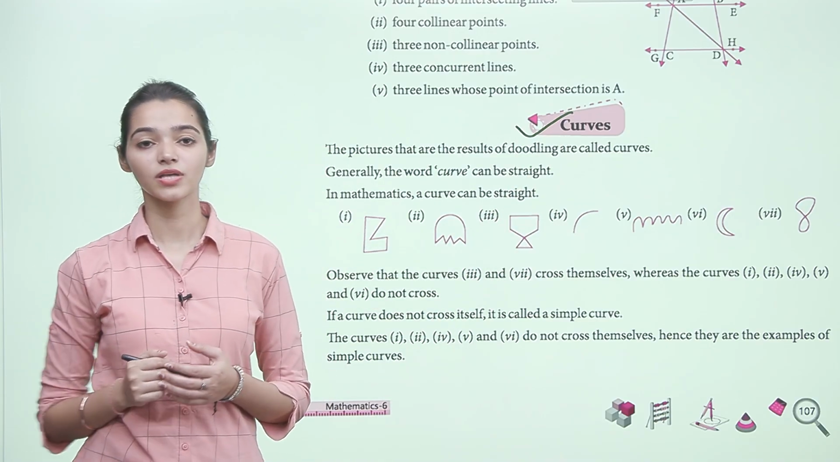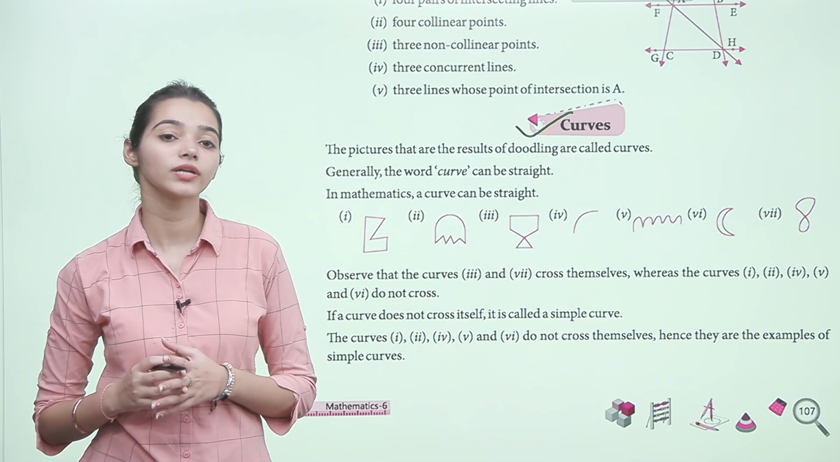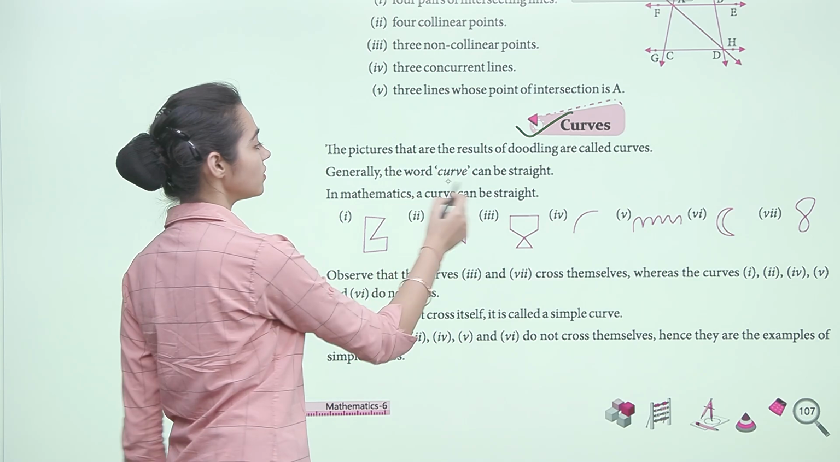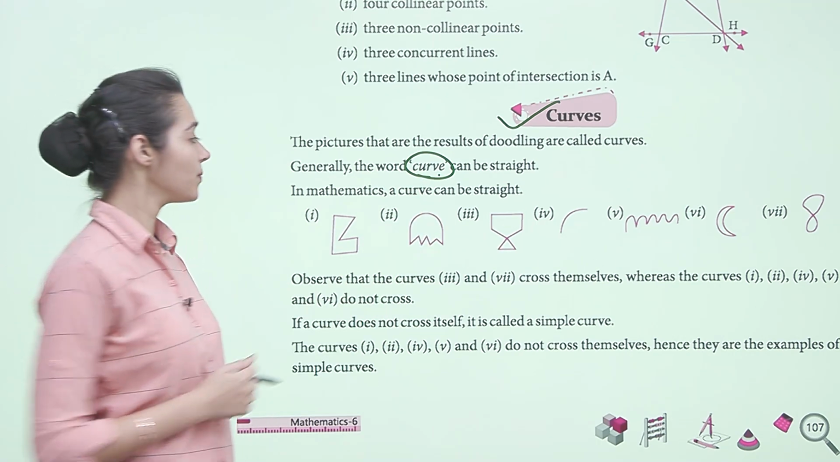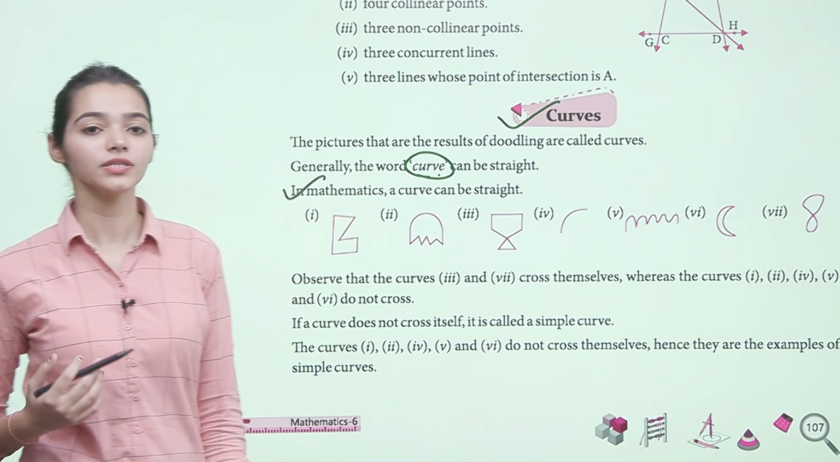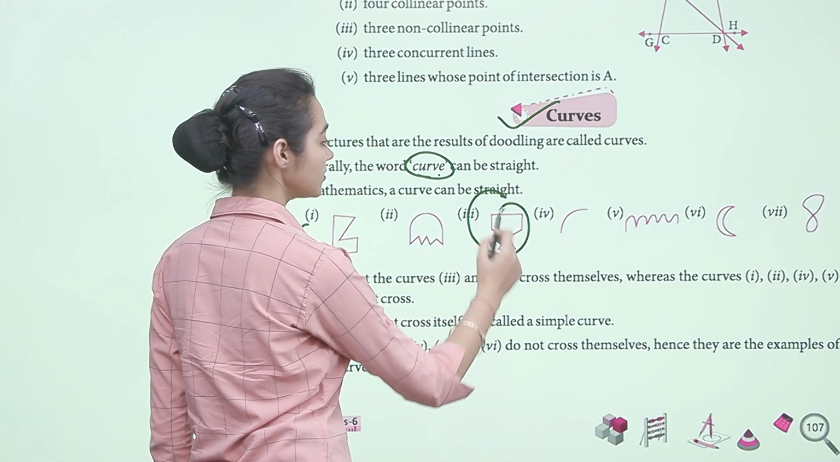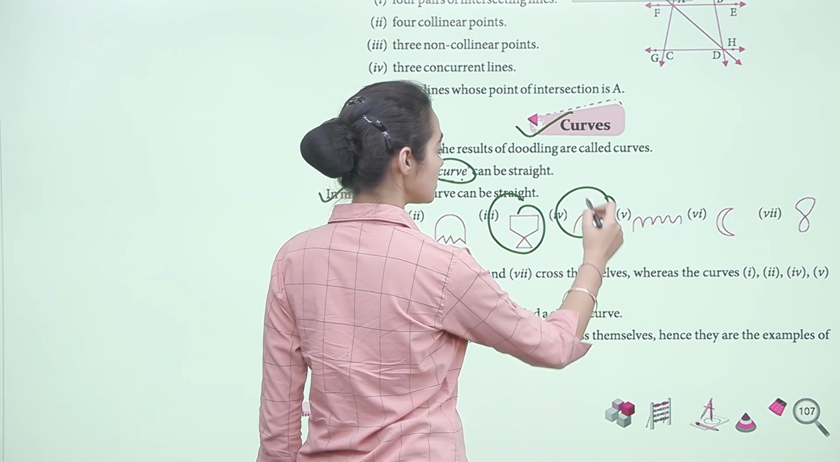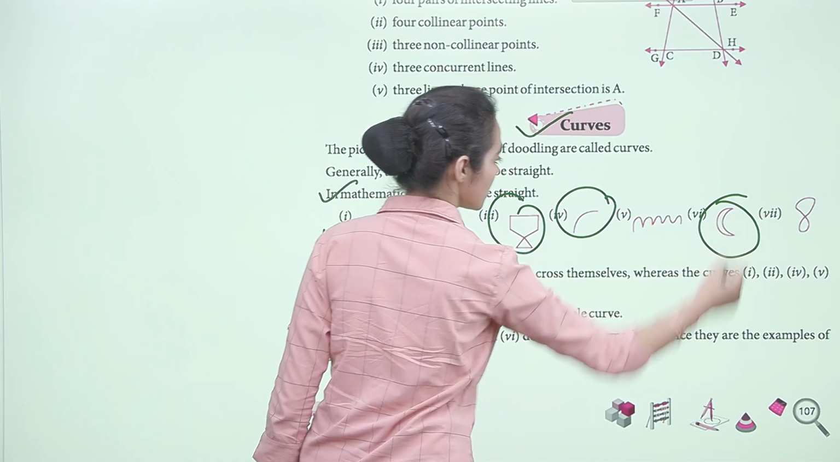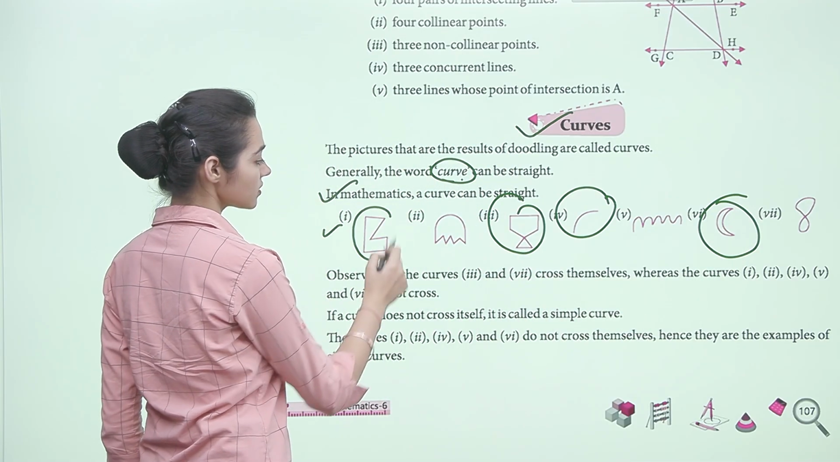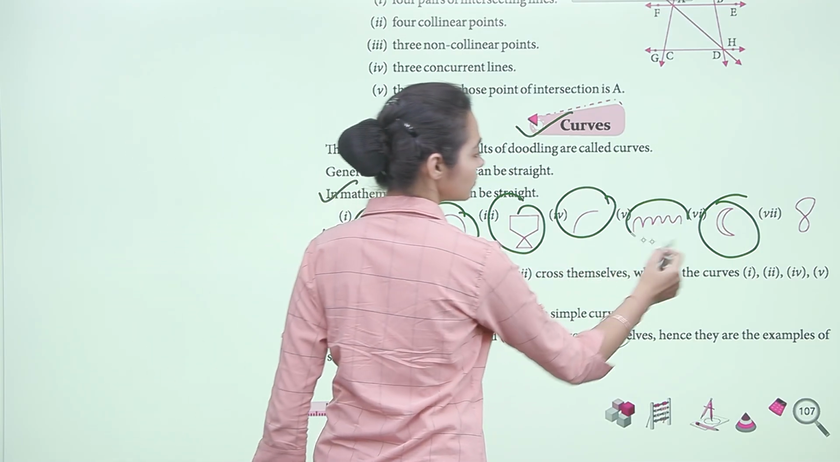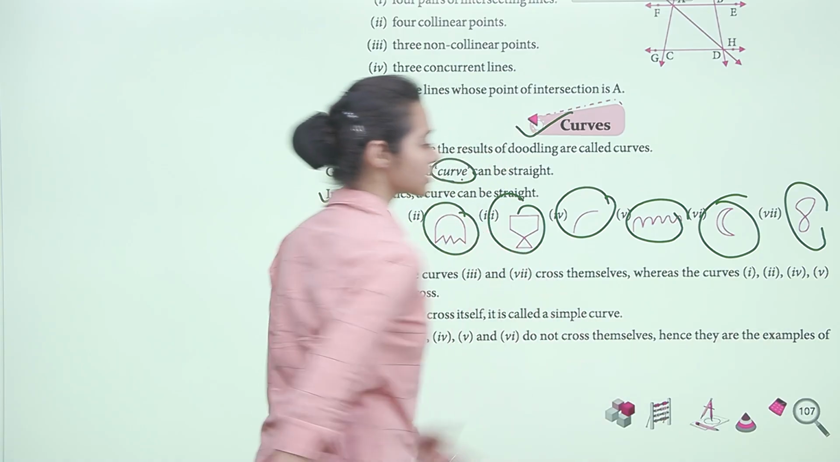Now let's start with curves. The pictures that are the results of doodling are called curves. Generally the word curve is used loosely, but in mathematics a curve can be straight. Here we will observe the figures: first, second, third, fourth, fifth and sixth, these are our figures.